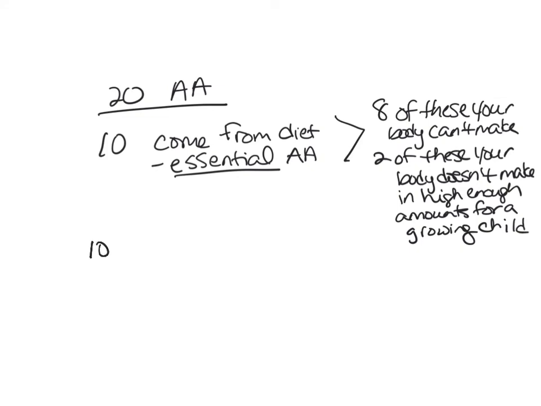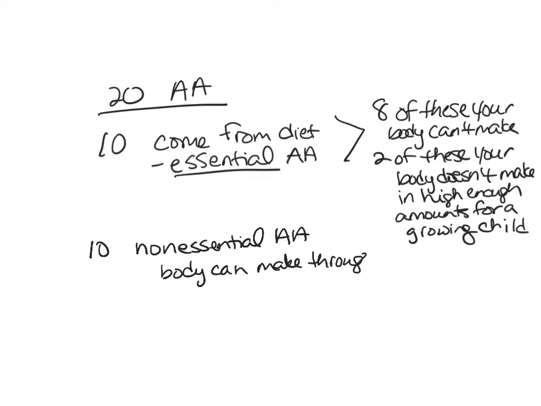Then 10 of these are non-essential amino acids. And these are amino acids that your body can make through anabolism. And when we are producing new proteins, that process is called amination. Okay, this ends our lecture on metabolism.